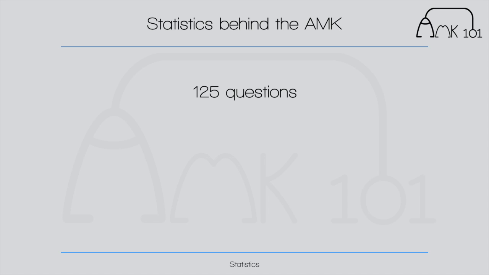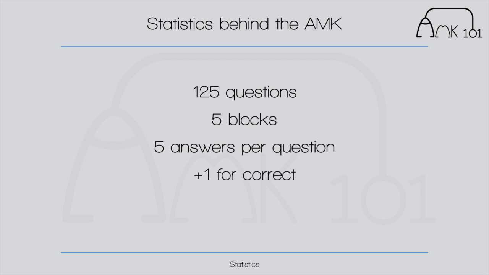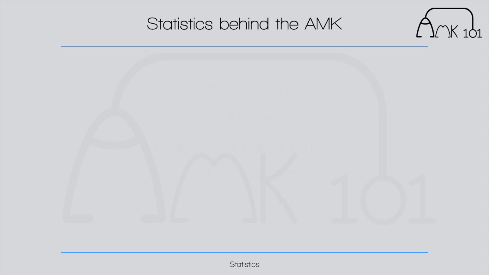So there are 125 questions split through 5 blocks, each block containing 25 questions. Each question has 5 answers, of which one of them is the correct answer, and then there's a don't know option as well. You get +1 mark for every correct answer, and minus 0.25 for every incorrect answer.